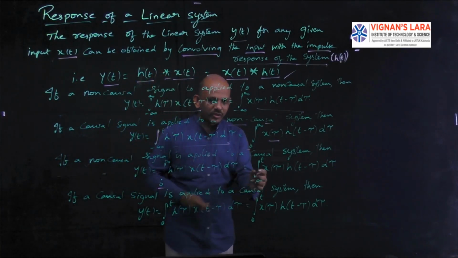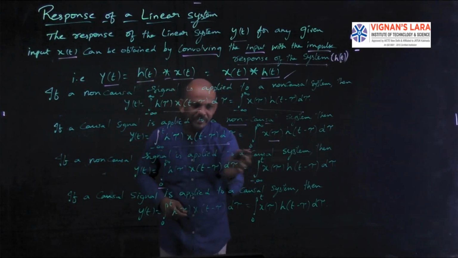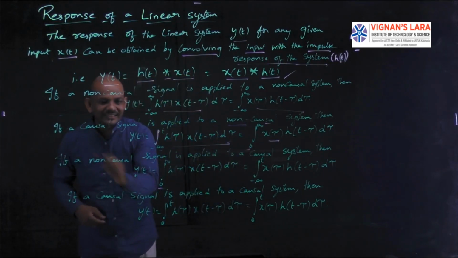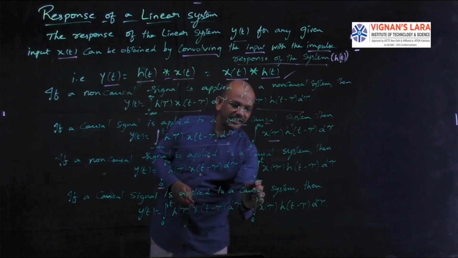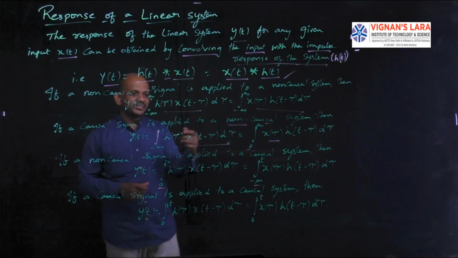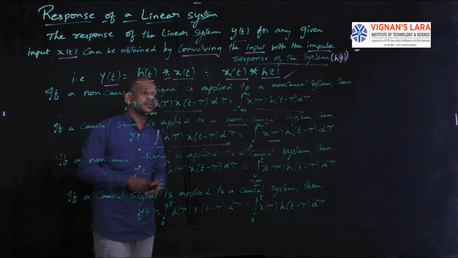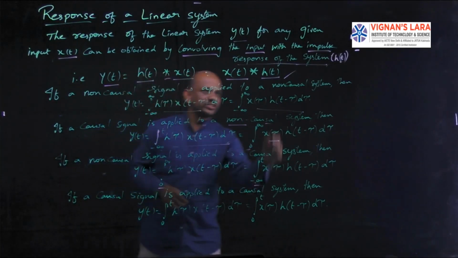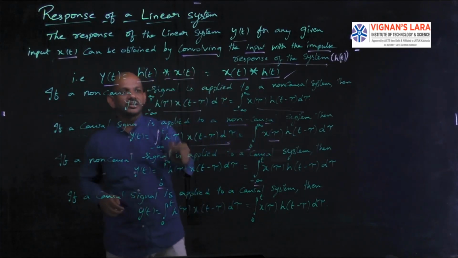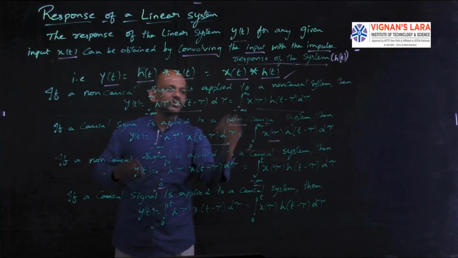And the y of t equal to, the system is causal and the signal is non-causal. Hence I have taken the limits minus infinity to t, x of tau, h of t minus tau, d tau. So these are the formulas for this thing. Both are the same. Hence these both are also the same.